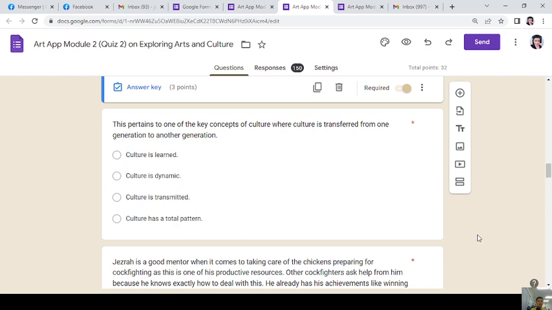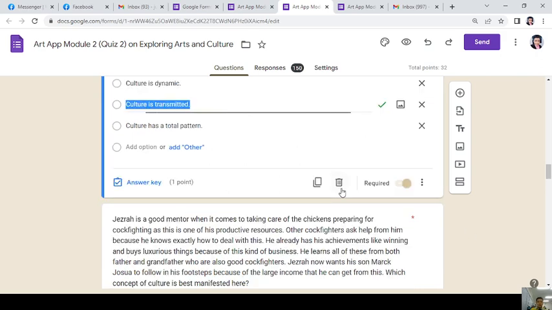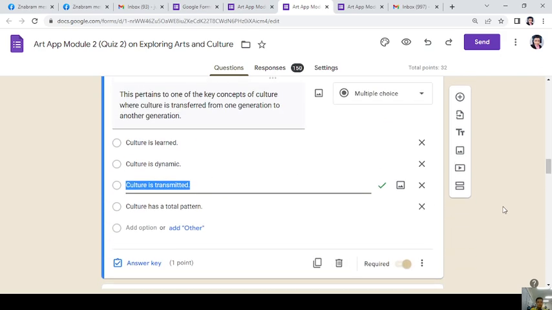Now here, this pertains to one of the key concepts of culture, where culture is transferred from one generation to another. Transferring. So that is culture is transmitted. The term transferred means transmitted as well.